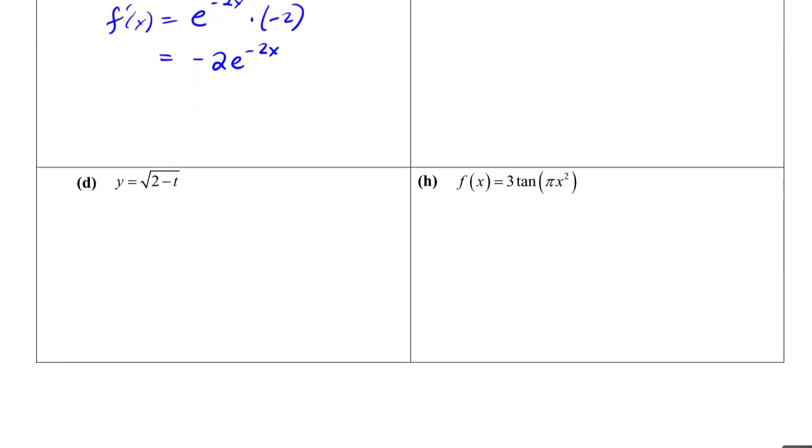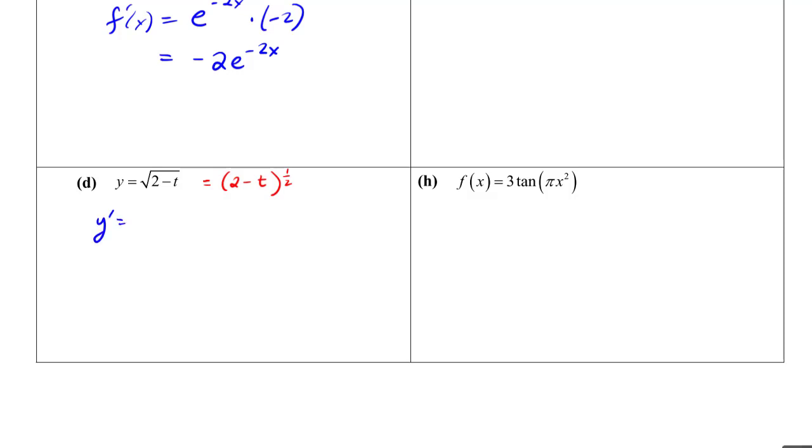Now in this one here, y equals the square root of 2 minus t. All right, one, I have the variable t in here. And the second thing is, I don't like how it's written. I'm going to write it as (2 minus t) to the 1/2. And then I really see that this is just a traditional power rule with the chain rule.